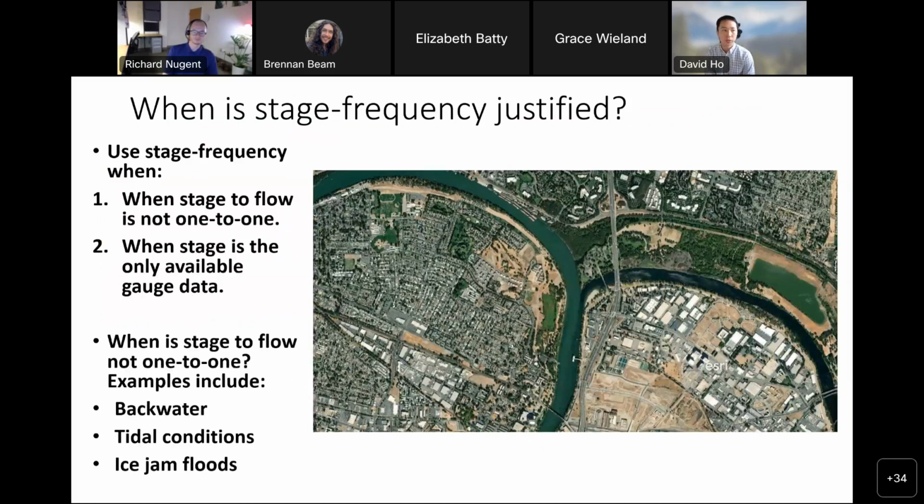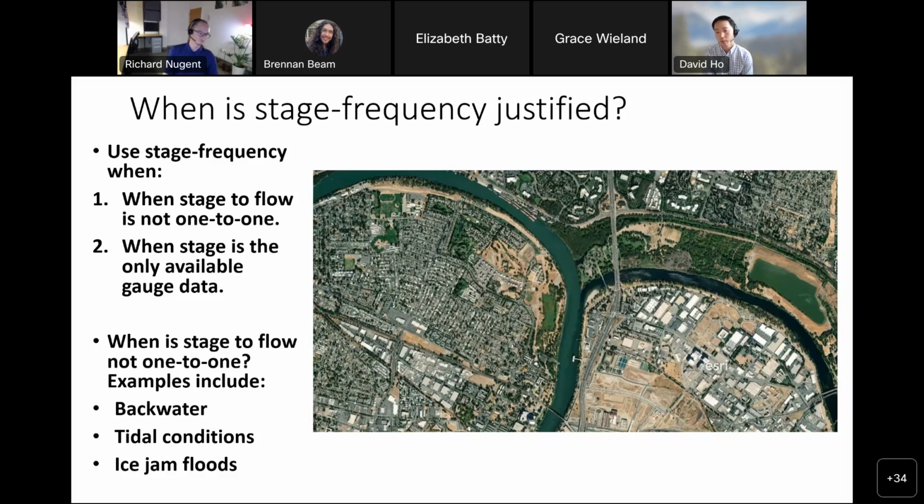So when do we use a stage frequency curve? In general, again, we like unregulated flow frequency curves, but there are times where we need to go straight to a stage frequency. There are two reasons that we have listed here. The first is when the stage to flow relationship is not one-to-one, and we'll go into a little more detail on what that means. The second is if the data we have is stage data. Hopefully that's a little more intuitive, right?